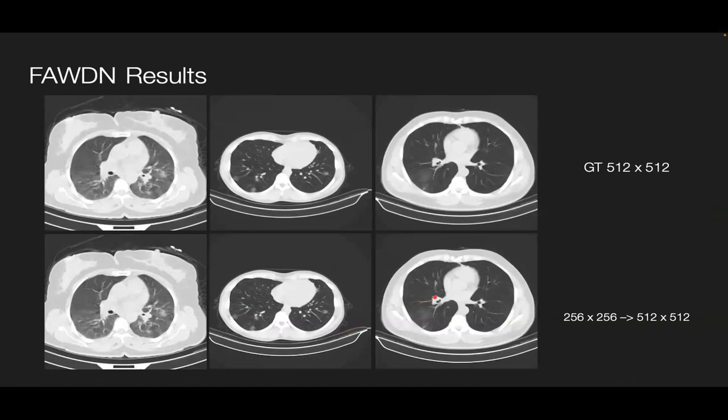Here are some initial results we saw with our ground truth CT images from the data set in 512 by 512. Then we performed a 2 times resolution from 256 up to 512 and saw that structurally and visually the CT scans presented pretty well reconstructed with the super resolution techniques.